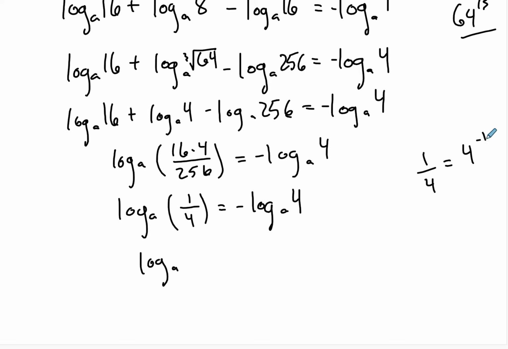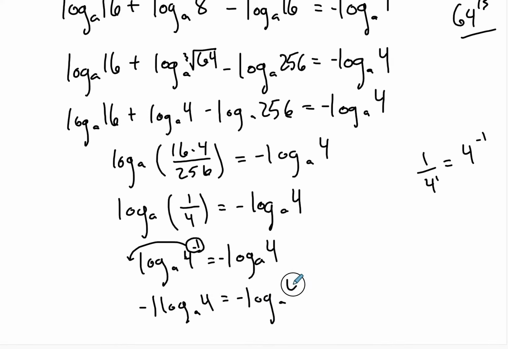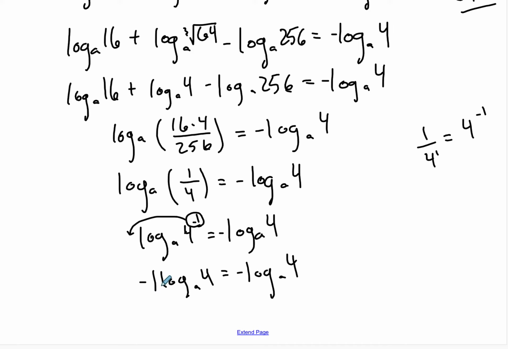Because remember, if I have a negative exponent, I can take the reciprocal and make it a positive. So here, if I have 4 to the negative 1 is equal to log a of 4. And remember that this exponent can come down in front as a coefficient. So here I'll have negative 1 of log a of 4 is equal to negative log a of 4. And of course that 1 is just imaginary, it's really just a placeholder, so here I actually have negative log a of 4 is equal to negative log a of 4.